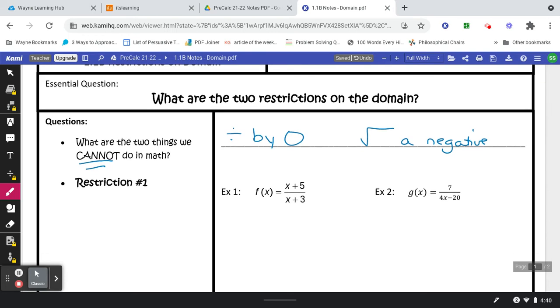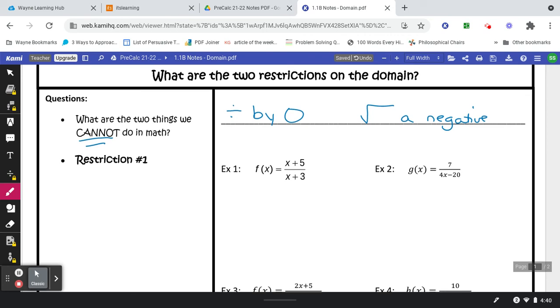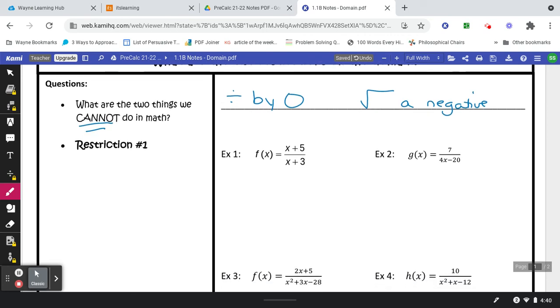So what we're going to be doing today is exploring different problems and trying to figure out when we will get an error message. We're not actually going to be plugging in numbers. We're just trying to see what the restrictions are. In other words, what numbers will not work in this problem. So restriction number 1, we're going to talk about dividing by 0.